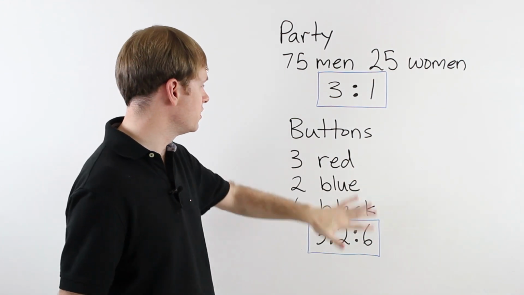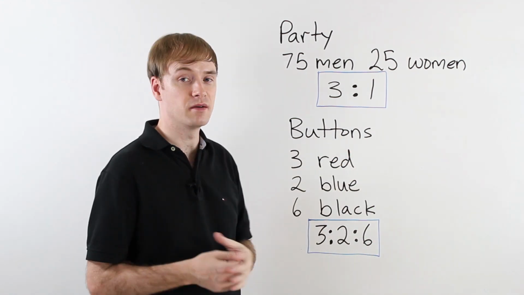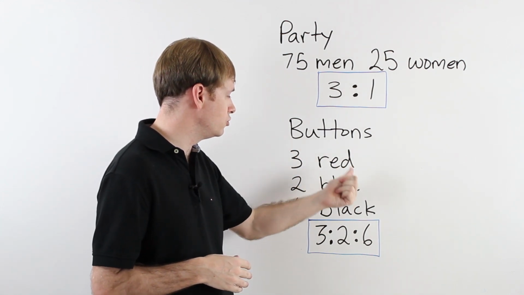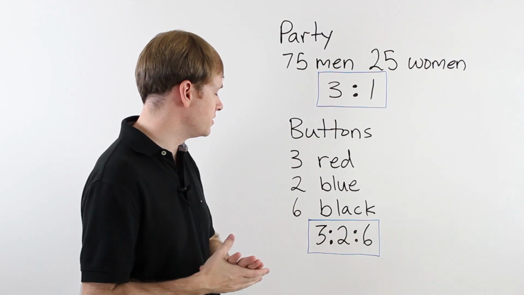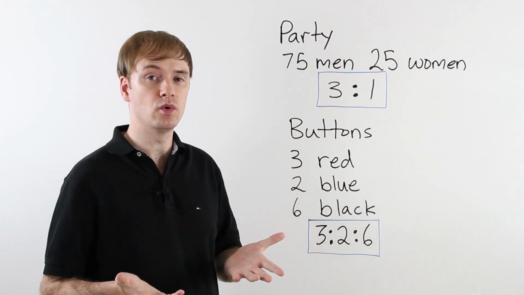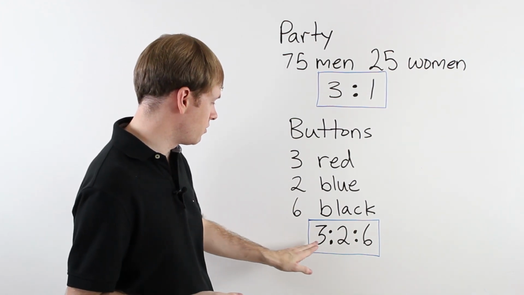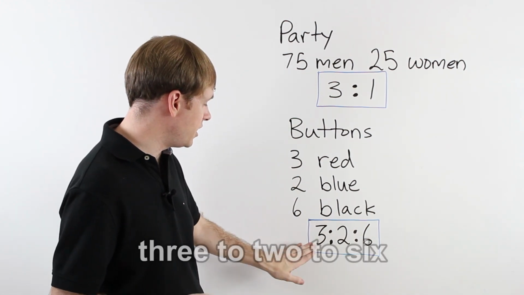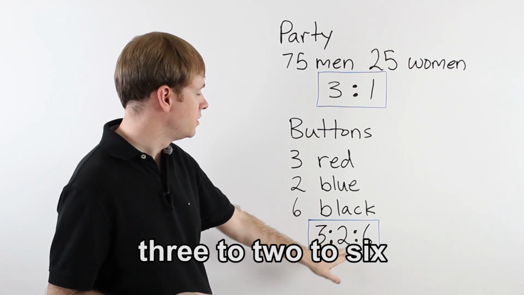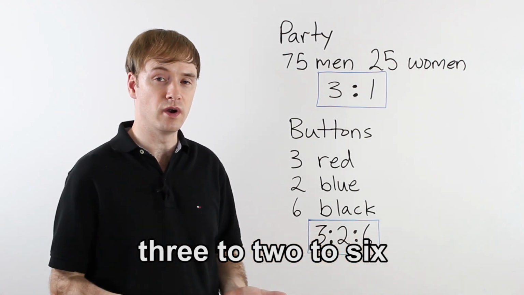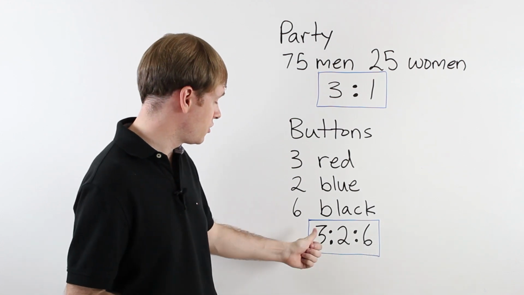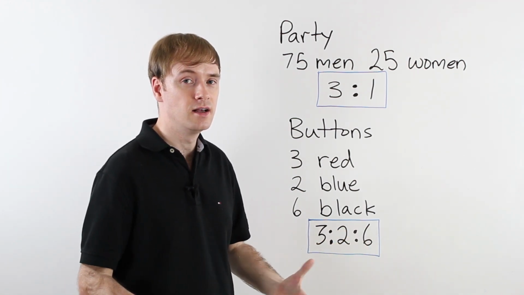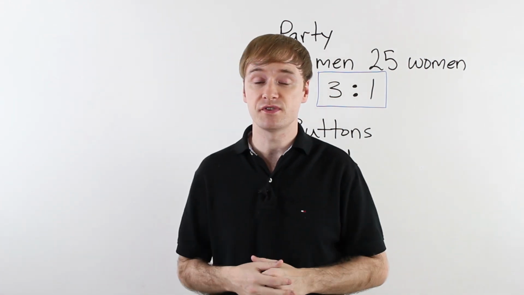All right, let's move on to the next example, talking about buttons. I got 3 red buttons, 2 blue buttons, 6 black buttons. Okay, what's the ratio of buttons? We're going to use 3 numbers, and simply you would say 3 to 2 to 6. That's the ratio of buttons. Okay, easy. Let's take a look at a few more examples.